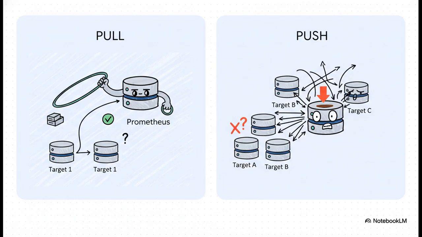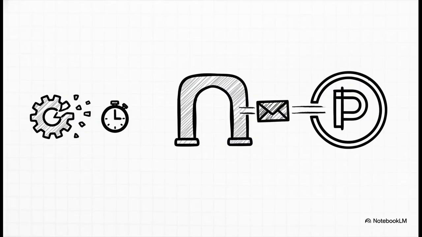If Prometheus tries to pull data and gets no answer, well, you know right then and there that service is in trouble. Now, of course, there's always an exception to the rule, right? What about a job that's super short-lived, like a script that runs for 2 seconds, and then it's gone? By the time Prometheus tries to pull from it, it doesn't exist anymore.